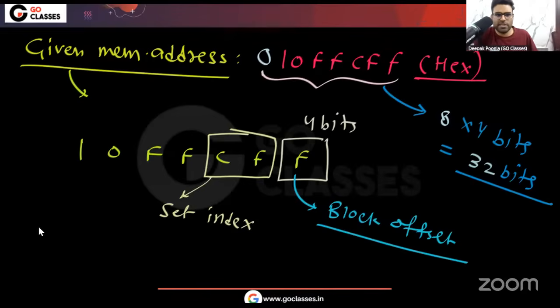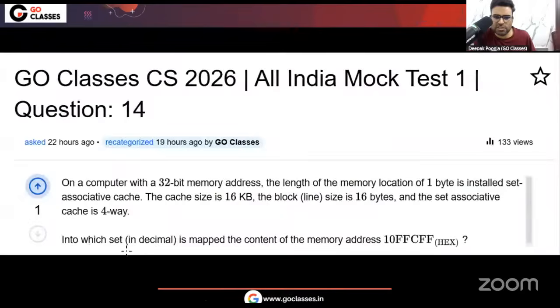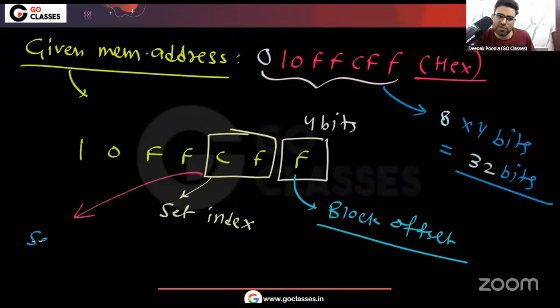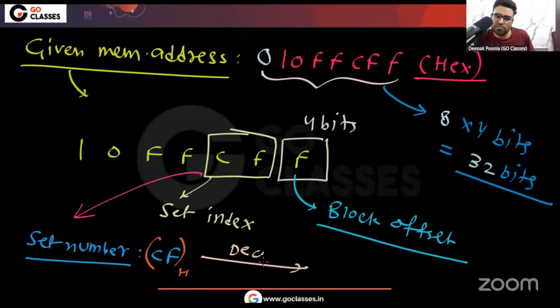From this set index, we can just convert this to decimal. This is what the question is asking: to which set it will map, in decimal. The set number to which this address will map is basically CF in hexadecimal. Now you can convert this to decimal. To convert this, what you do is very simple: C multiplied by 16 power 1 plus F. F means 15 and C means 12. So it will be 12 multiplied by 16 plus 15. You can calculate the value.